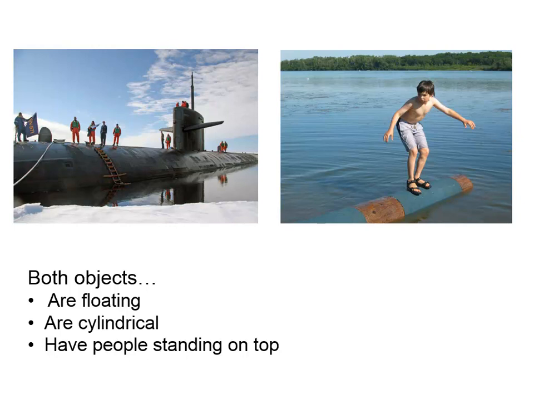So consider these two scenarios. And they're somewhat related. If you look at the shape of them, a cylindrical shape, they're both floating. They both have people standing on top. So you can tell that the kid is sort of dancing a little bit. He's trying, you know, he's concentrating. He's got that look of focus in his eyes. Why is he struggling to stay on top of his cylinder, whereas these sailors don't seem to be having any trouble staying on top of their cylinder? Is it just strictly about size? If they all walked over to the edge, do you think they could rotate the entire submarine in the same way that the kid can rotate the log?